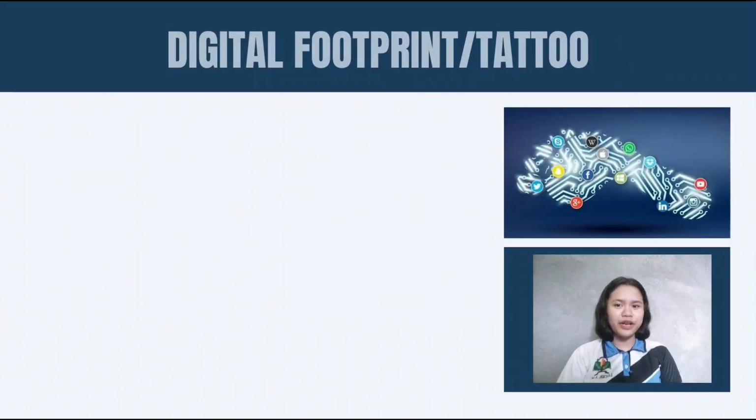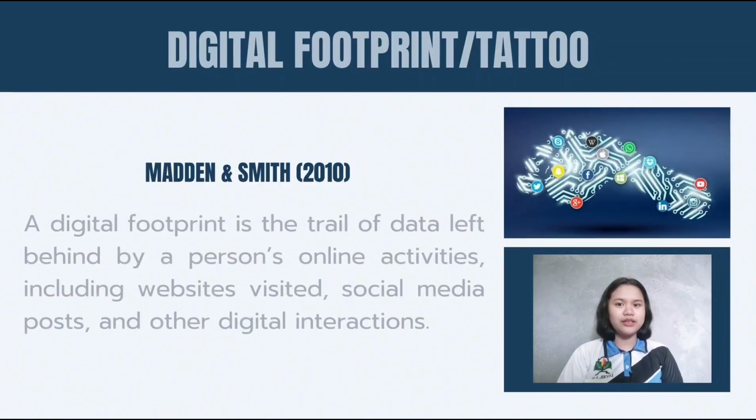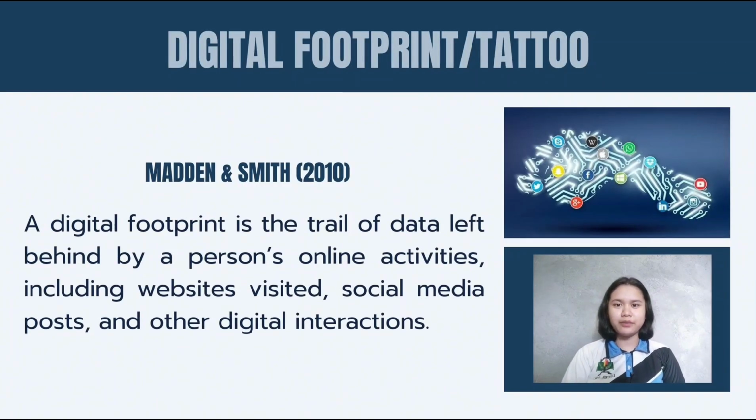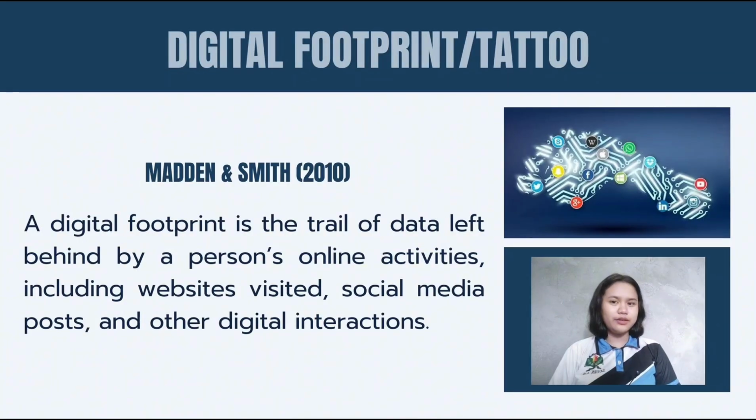A digital footprint, according to Madden and Smith, is a trail of data left behind by a person's online activities, including websites visited, social media posts, and other digital interactions. It can be active, from information intentionally shared, or passive, from data collected without direct input, and is often permanent. This means everything we post, share, or comment becomes a permanent part of our digital world.